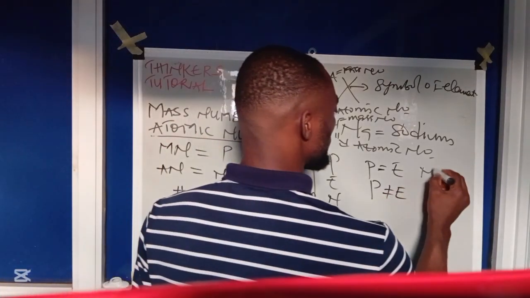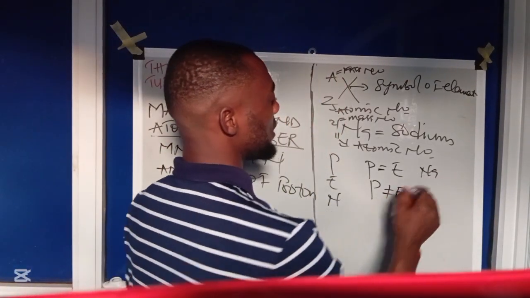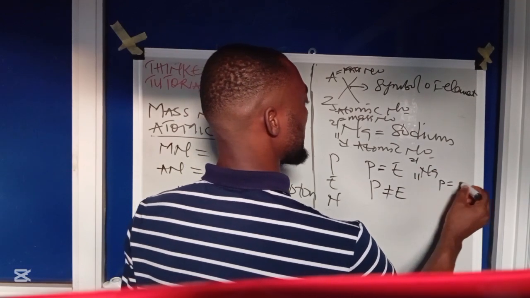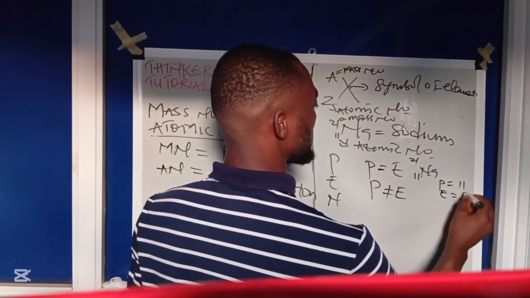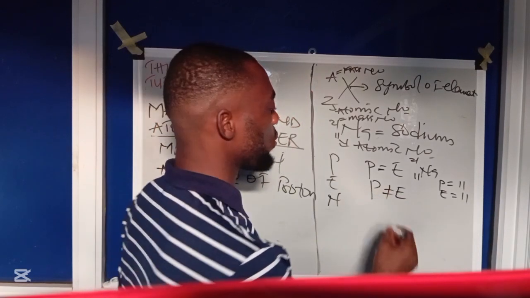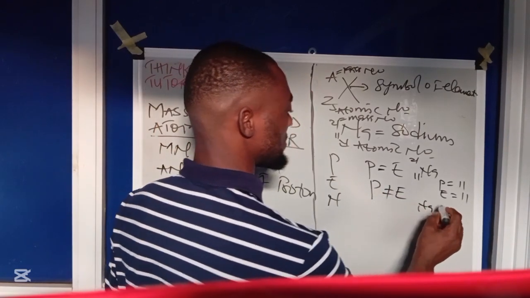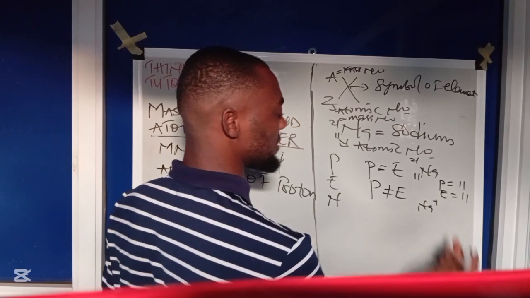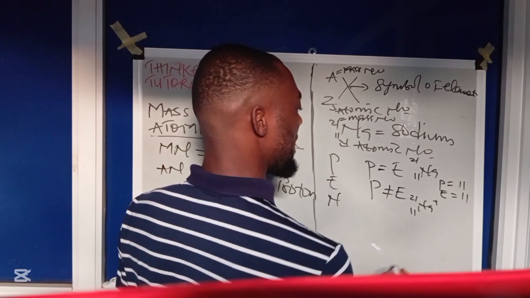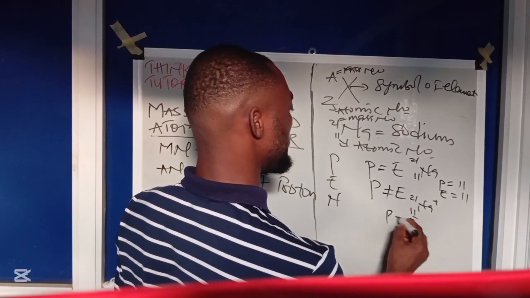For example, we have sodium. Sodium is 11 and 21. Here, proton is 11, electron is also 11. But when it ceases to be the same is when the element is in ionic state. So if sodium contains a charge of +1, and has 11 and 21, here proton remains the same, P is equal to 11.